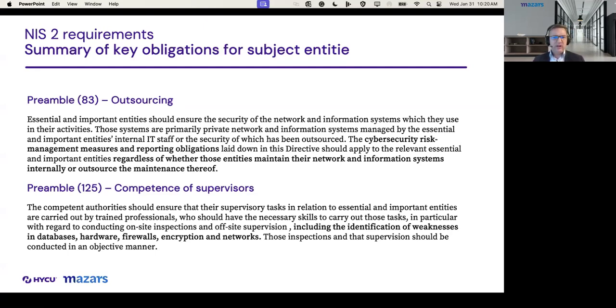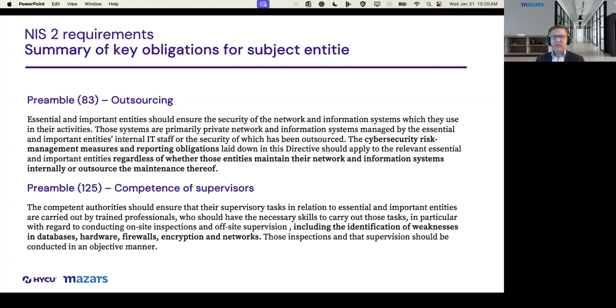So the first one that I found interesting is the preamble 83. It talks about outsourcing. This was a question that some of our clients have asked us, because they said, well, but we don't really control this. We have a lot of things in the cloud, or somebody else is maintaining our network and information systems, or we're outsourcing. The whole point is this preamble explains that the cybersecurity risk management measures.